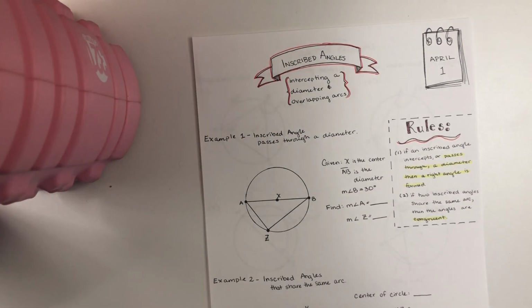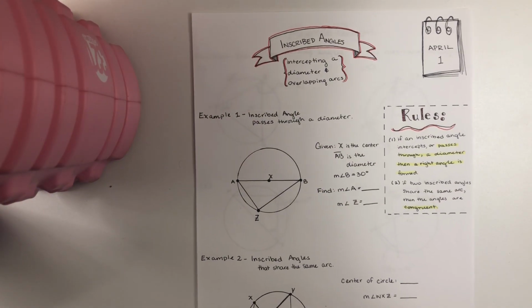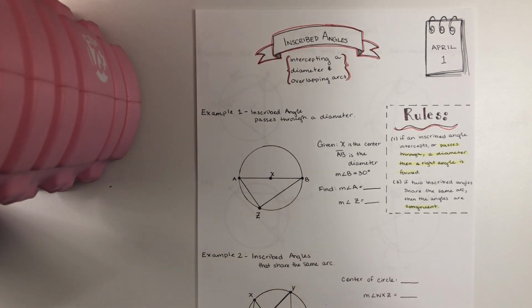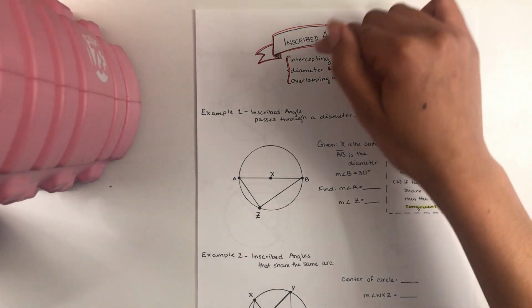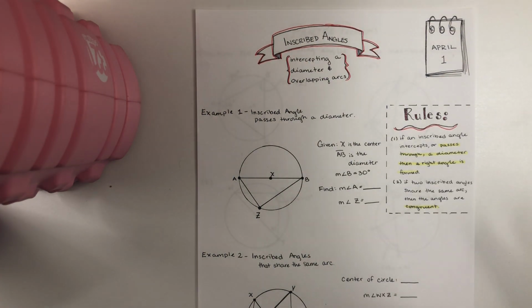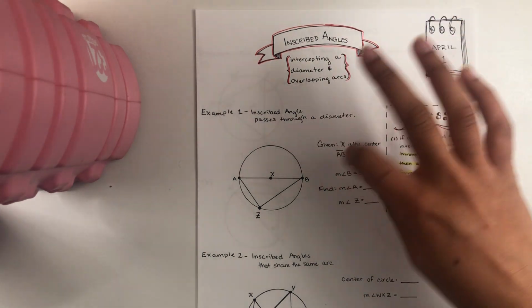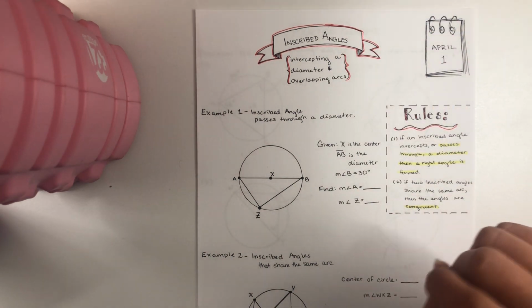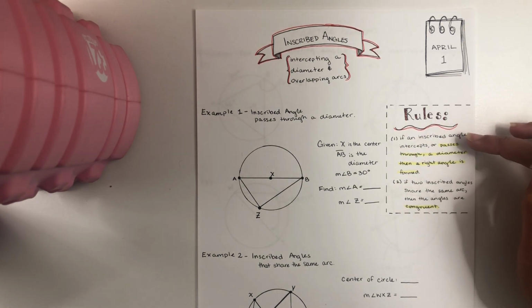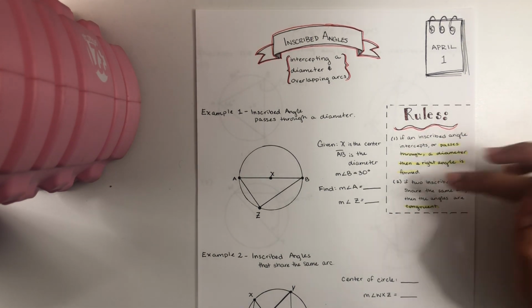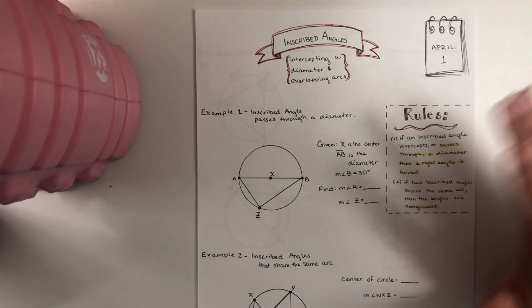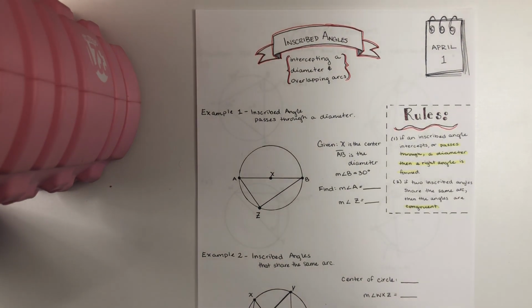We're on to the last part of inscribed angles. You can pause this and get it down. All right, so we're talking about when an inscribed angle intercepts a diameter and has overlapping arcs. So example 1 shows only inscribed angles passing through a diameter. And the rule is if an inscribed angle intercepts or passes through a diameter, then a right angle is formed.